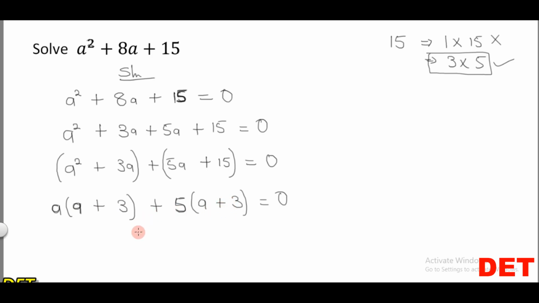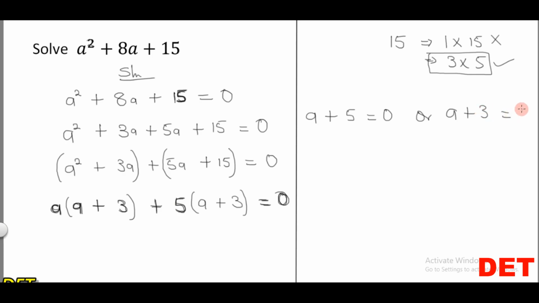We're in line. Having done this, the next thing I will do is to pick what is outside the bracket and also pick what is inside the bracket and equate to 0. What we have outside the bracket is a plus 5 equal to 0, or I'll pick what is inside the bracket, a plus 3 equal to 0. So a plus 5 equal to 0, or a plus 3 equal to 0.